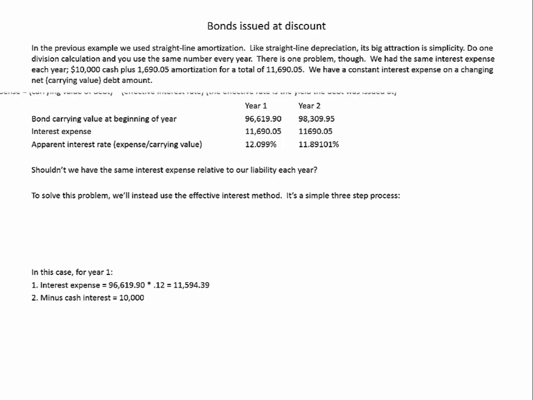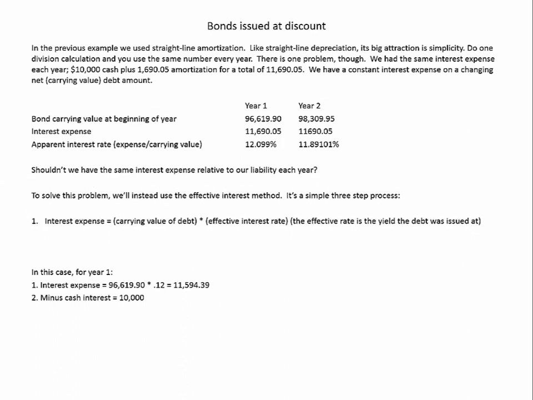To solve this problem, we'll instead use what's referred to as the effective interest method, and it's really a simple three-step process. Step 1, interest expense is computed as the carrying value of the debt, again the face value minus the discount, or the face value plus the premium, multiplied by the effective or market interest rate, and that gives us our interest expense. Now of that interest expense, some portion is the cash or coupon interest. Whatever is left over is amortization. So essentially interest expense minus cash interest equals amortization.